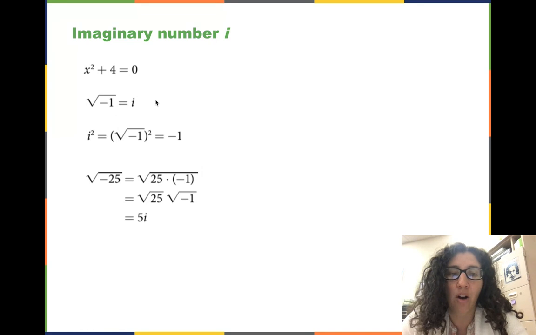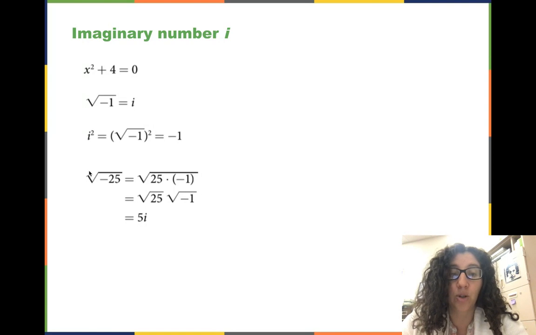So we have something called i, which is an imaginary number, which is an interesting way to refer to it. There's nothing especially imaginary about it. It just doesn't exist in the reals, it's not a real number, right? It's not on the real number line. And the definition of i is the square root of negative 1. This is the definition of i. So we can look at some properties of i. i squared, if we square both sides, is the square root of negative 1 squared, which is negative 1.